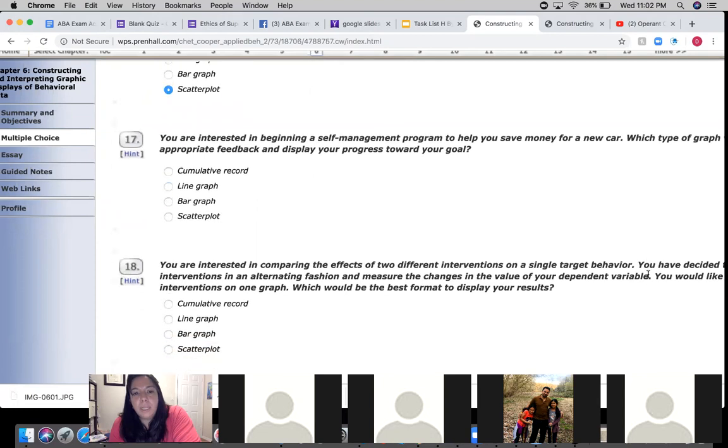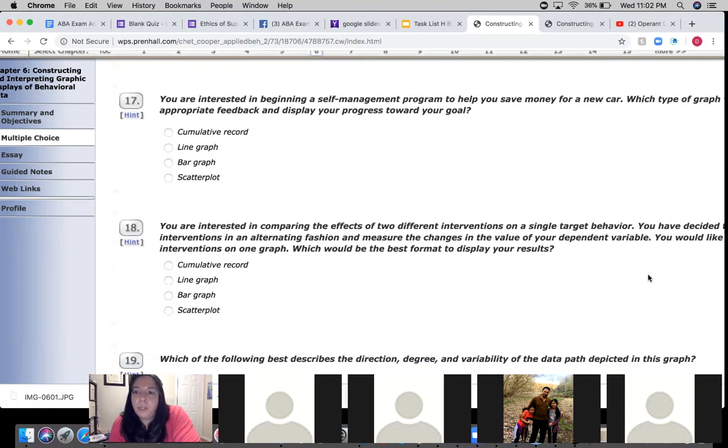You are interested in beginning a self-management program to help you save money for a new car. Which type of graph provides appropriate feedback and displays your progress toward your goal? Cumulative record, line graph, bar graph, scatter plot. Cumulative record.